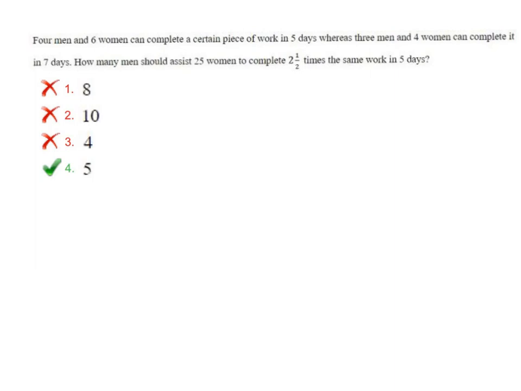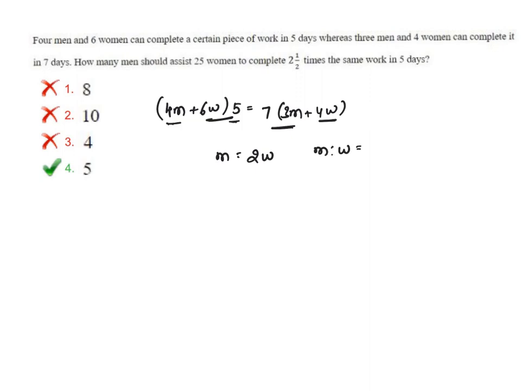First find out their efficiency ratio. We know four men and six women complete a piece of work in 5 days, whereas 3 men plus 4 women can complete it in 7 days. So 20 men, 21 men, so therefore 1 man equals 28 women, 30, therefore 2 women. So the men to women efficiency ratio is 2 is to 1. So we know 7 days, 3 men plus 4 women can complete it.